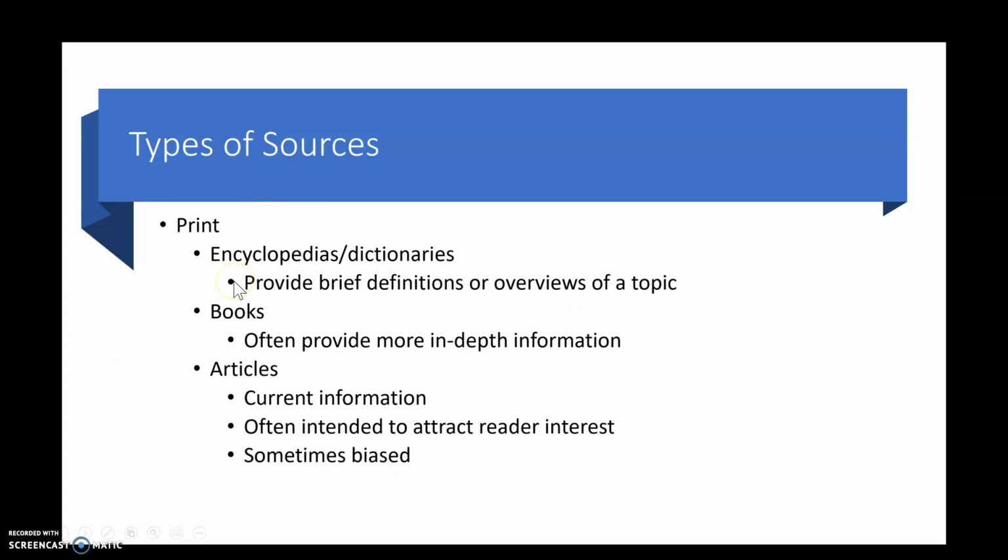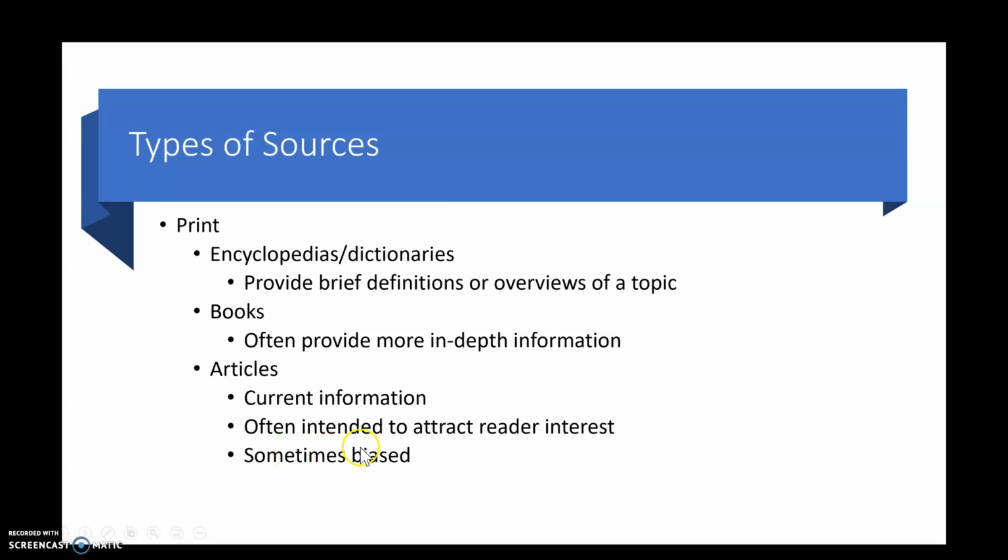So, some types of print sources. I'm going through these very quickly because we don't use them as often as we used to. Encyclopedias and dictionaries provide brief overviews or definitions of a topic. Books often provide more in-depth information. Articles, these are journal articles in an academic journal. They tend to be more current. They're often intended to attract reader interest.